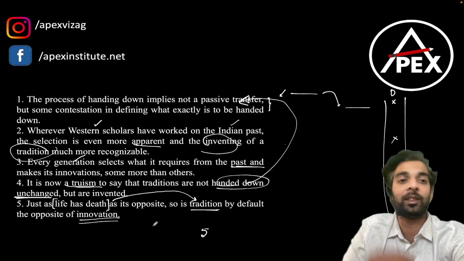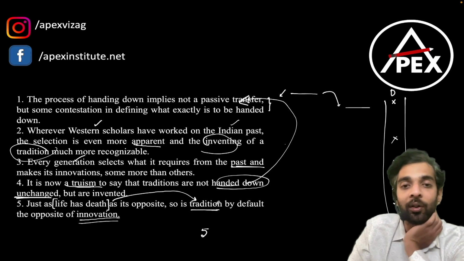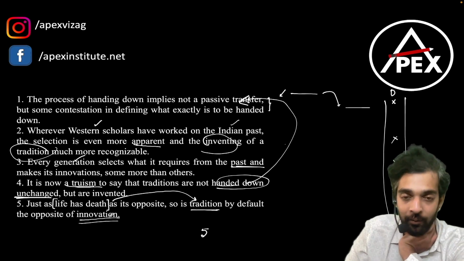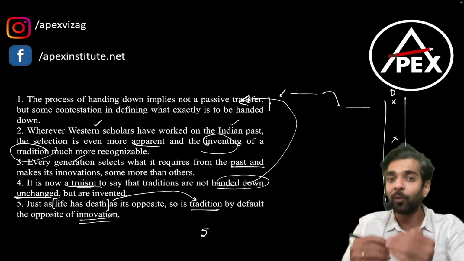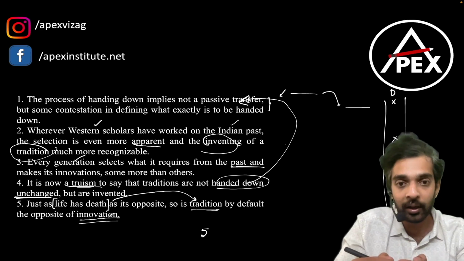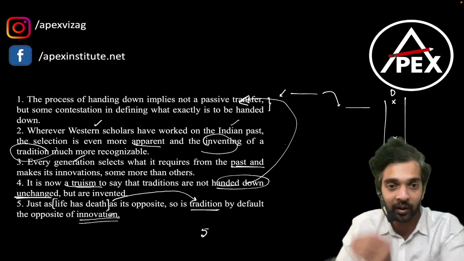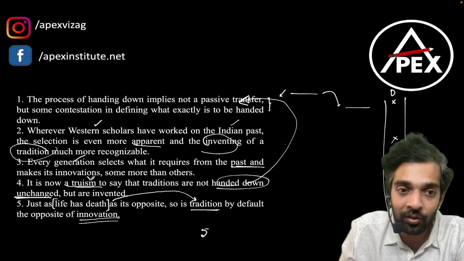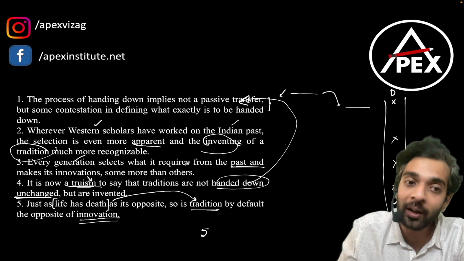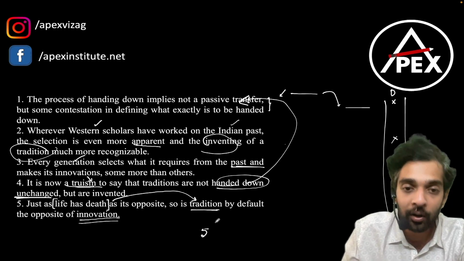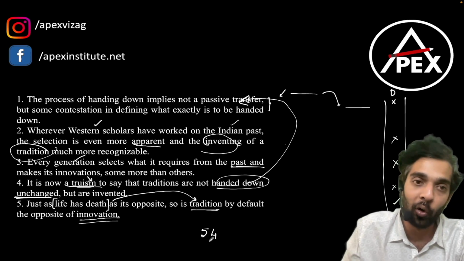Now what's our next statement? We can see that once we have discussed tradition and innovation in 5, then we can go forward and introduce the concept of handing down altogether. So now that we know tradition and innovation are opposites, we can say that yes, it's true to say that traditions are not handed down but they are invented. So the next logical part would be 5 and 4.